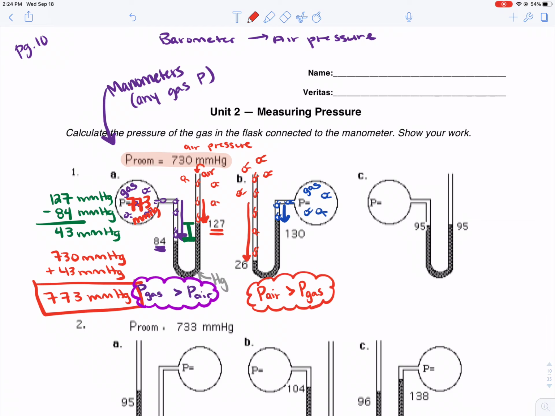And we know this because if you look at the mercury in that U-shaped tube, the air particles are pushing down on the mercury so much more than the gas particles that the mercury has been pushed up the side of the gas. So now we have to do the math. We have to figure out what exactly is the pressure of that gas. We know the pressure of the gas is lower than the pressure of the room, but what exactly is it?